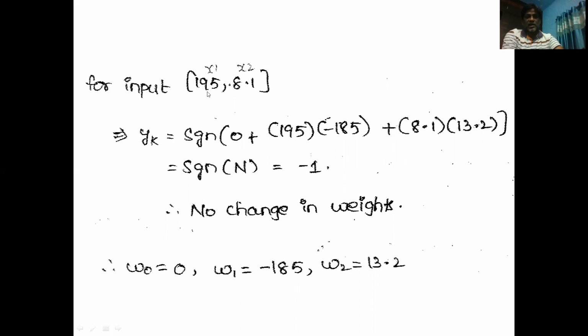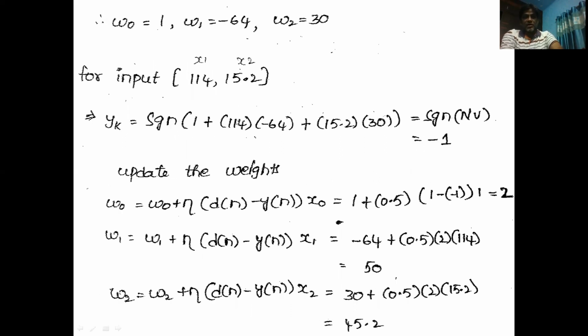And for the next input from class 2, 195, 8.1, it is giving minus 1. The desired response is also minus 1. So there is no change in the weights. So after the second iteration, the weights were 0, minus 185, 13.2. Because weights were updated in this iteration also, we need to test again. We'll continue with the next iteration. We'll consider every input vector again and see whether for each input vector the perceptron is producing the desired response properly or not.